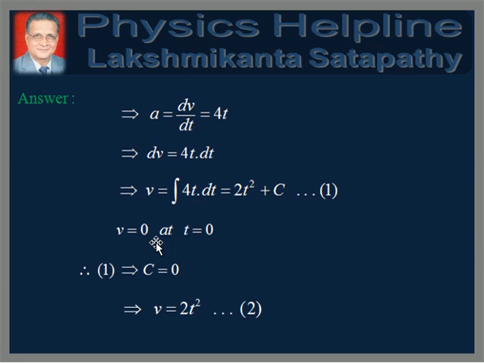It is given that v0 is equal to 0, which means v is equal to 0 at t is equal to 0. Therefore, equation 1 gives c is equal to 0, which gives v is equal to 2t square.